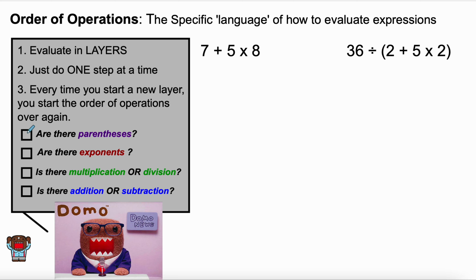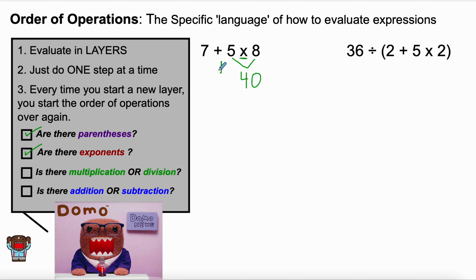All right, so now let's start. Do we see parentheses? Nope. Are there exponents? Nope. Is there multiplication or division? Both multiplication and division are inverse operations. They have the same level of importance. Yeah, there's multiplication right here. So we're going to evaluate that first. 5 times 8 gives us a product of 40.